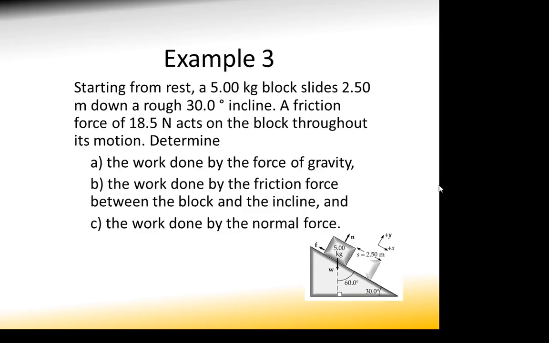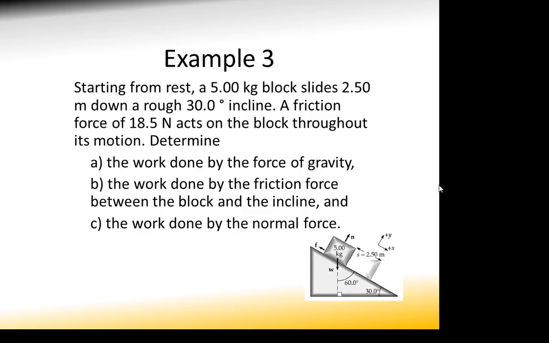Work is always force multiplied by distance, and here there's a distance, here there are 3 forces, so each force must have done some work. That's the first thing that we can say. So my question is, what is the work done by each of the forces? Look at it. Work done by the force of gravity.